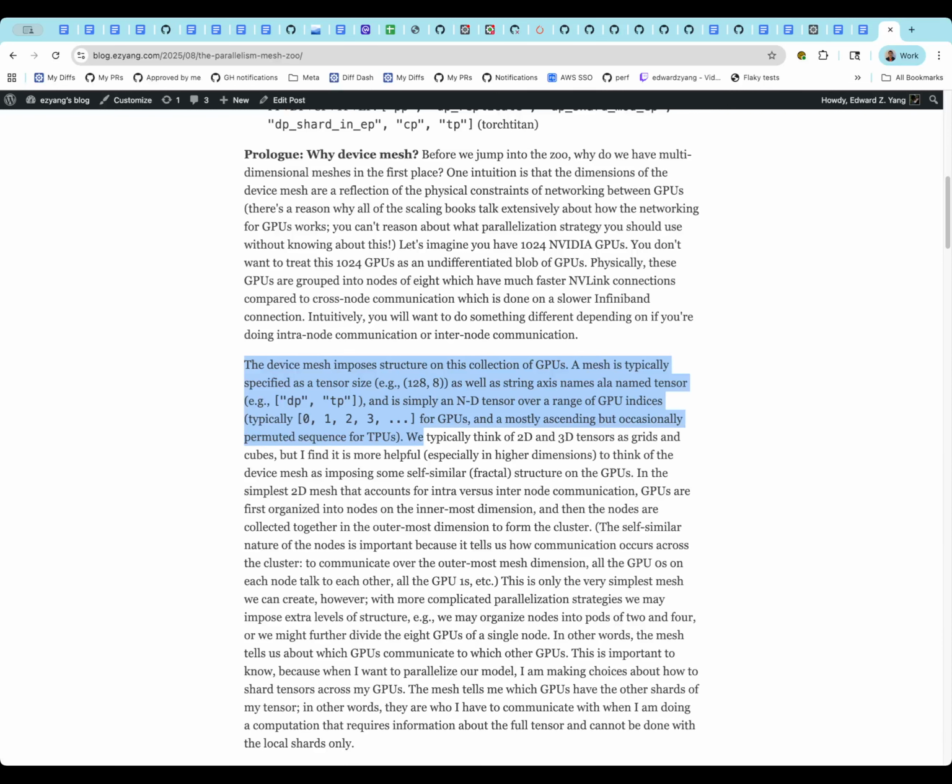And so I want to convey this intuition more in the rest of this meeting, but this is the sort of high level. Do we have any questions about the motivation behind device mesh?